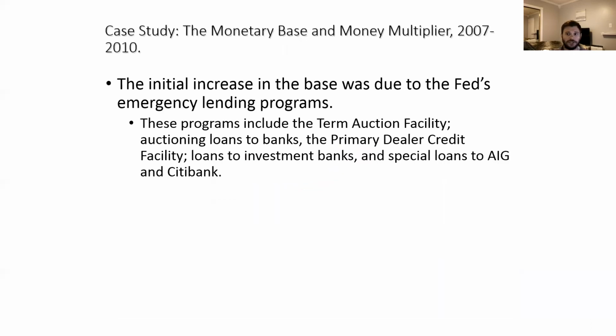Okay, so again, the initial increase in the base was due to the Fed's emergency lending programs. Okay, these included things like the Term Auction Facility, auctioning loans to banks, the Primary Dealer Credit Facility, loans to investment banks, and these emergency lending programs bailing out AIG and Citibank. All of these things wound up pumping more money into circulation, increasing the base.